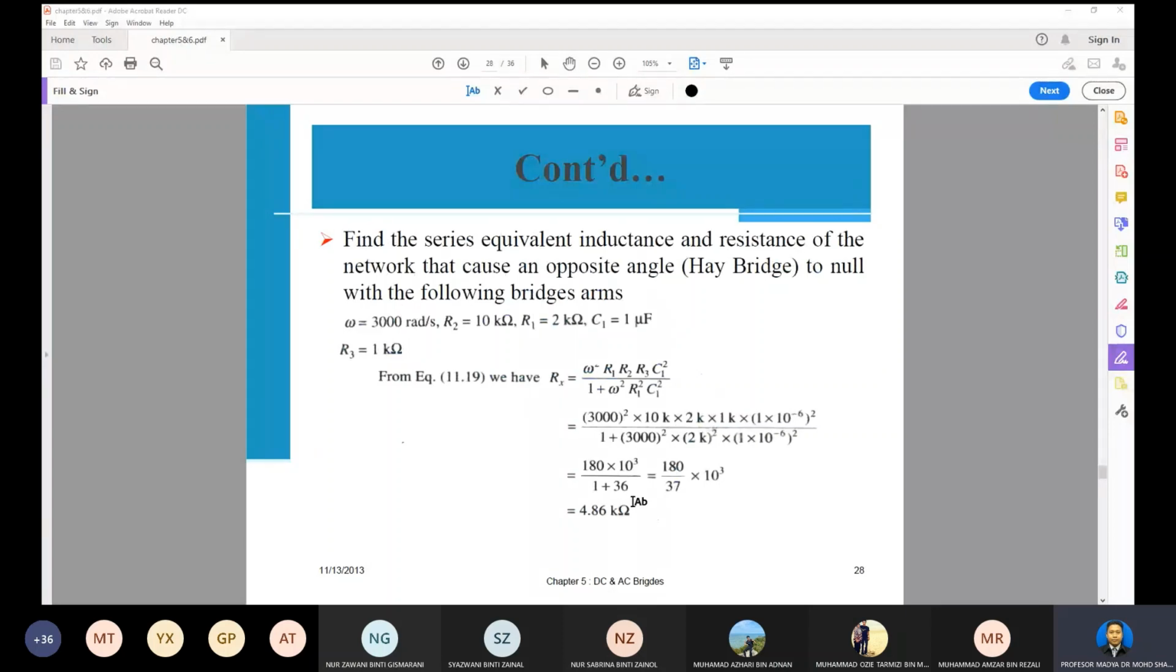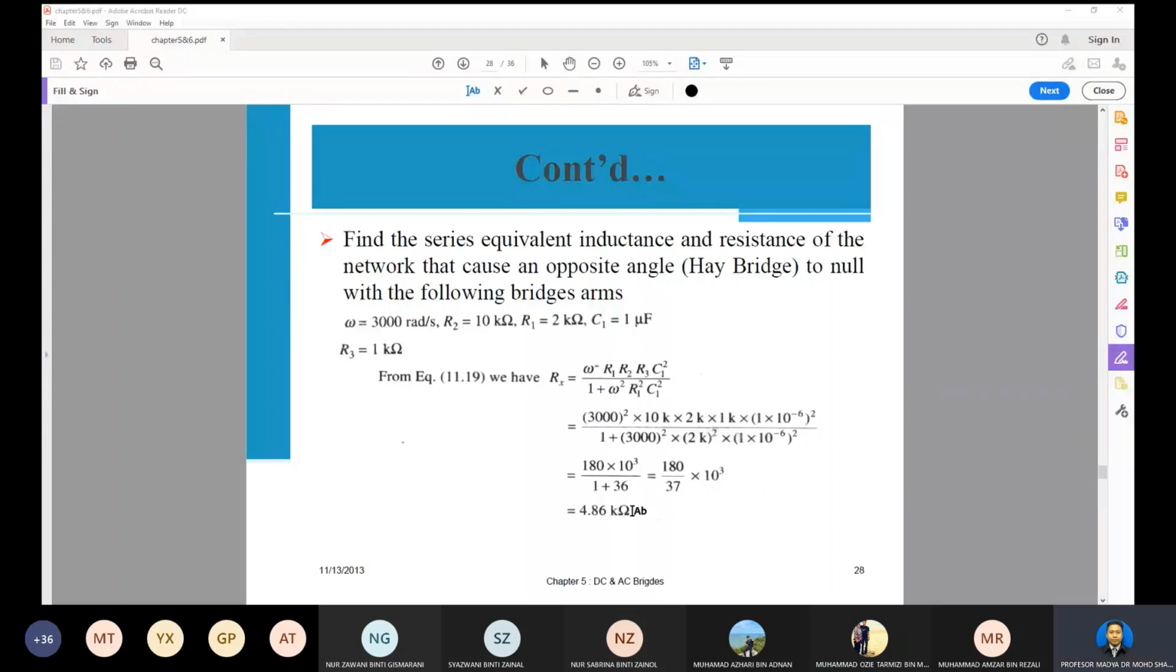Right, so this is an example to calculate the Hay bridge. The value of omega will be given: 3000 radians per second. R2 is 10 kilo ohms, R1 is 1 kilo ohm, capacitor is 1 microfarad, and R3 is 1 kilo ohm. To calculate Rx, just substitute the values into the standard formula for the Hay bridge, and we get Rx equals 4.86 kilo ohms.